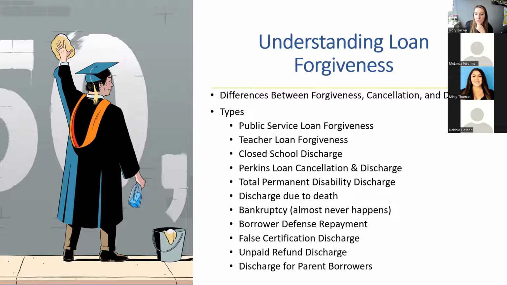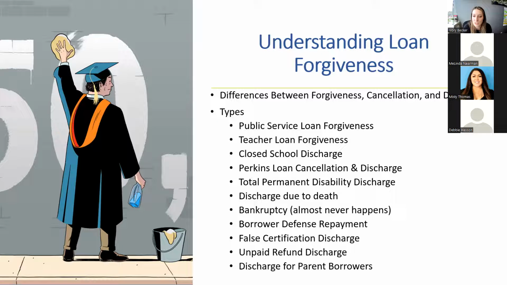Or there's other circumstances like total or permanent disability or school closures, the closure of the school that you received the loan from, which is generally called a discharge. So I'm going to go through each of these and when they apply very briefly.